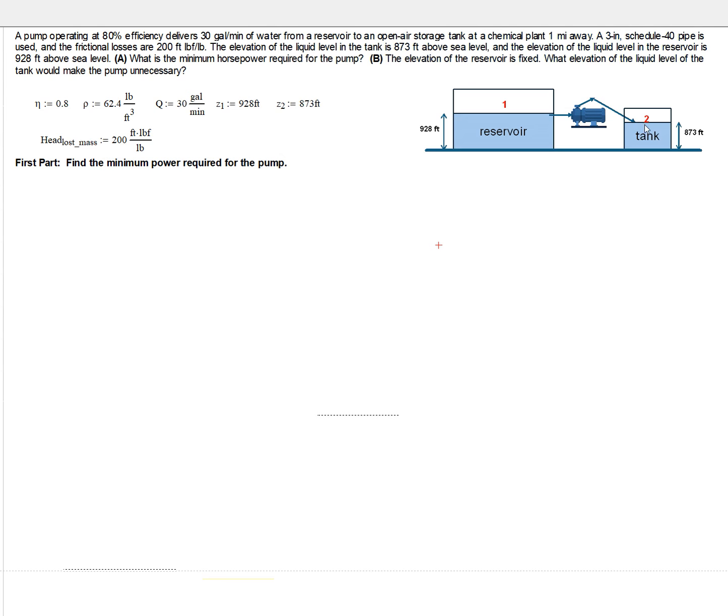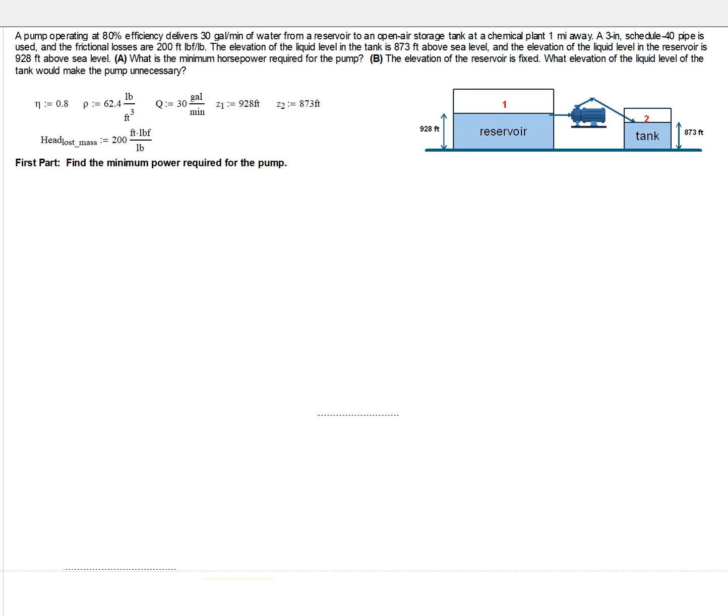The second part of the problem says, well, what if you could change one of the elevations? Of course, we can't really make the reservoir higher practically, but we could make our tank level lower. For example, we could just physically move it to a section with a lower elevation, or we could dig a pit and partially bury that tank. So at what point would we be able to do that? Well, let's look at the first part.